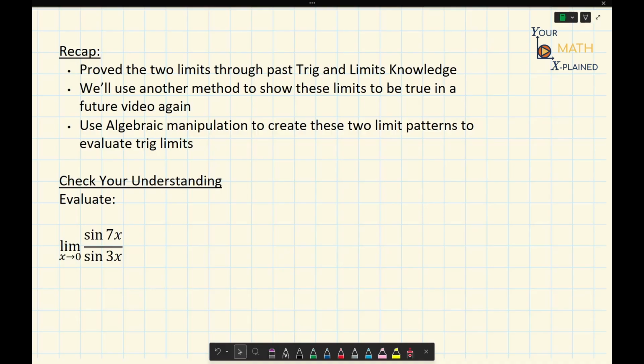And now it is your turn to give this a try. Can you evaluate the limit on the screen here? Make sure to leave your answer in the comments below and let us know what other calculus topics you'd like to see in the future.